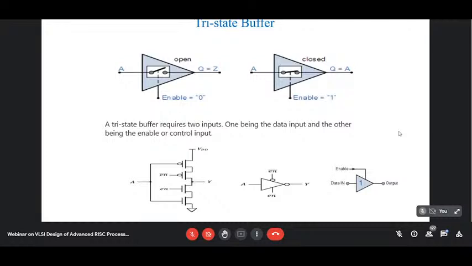This is a tri-state buffer, logical form. Here, when enable is 0, the output is floating. And when enable is 1, whatever you give at the input, you will get at the output. Symbolically, one is the enable line, one is the data in, and one is the data out. So that is the tri-state buffer.